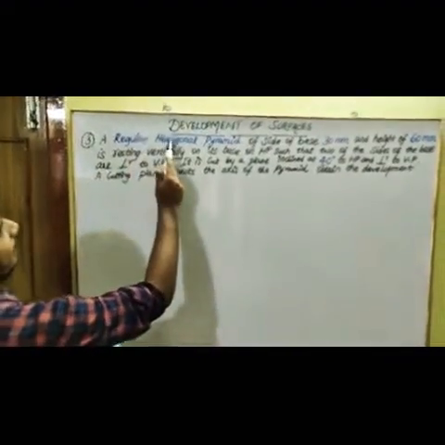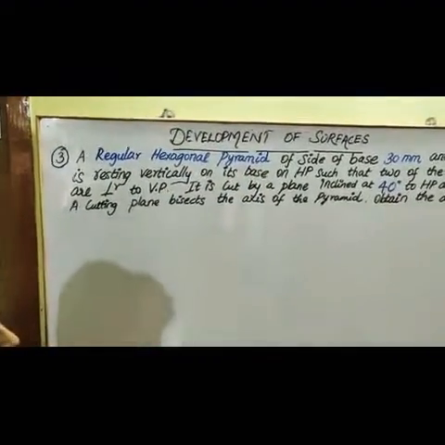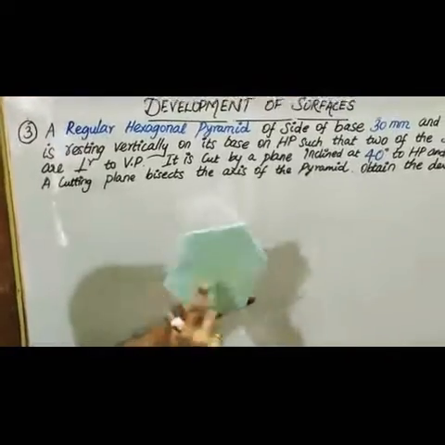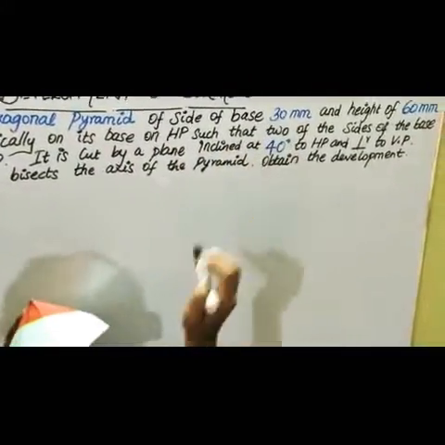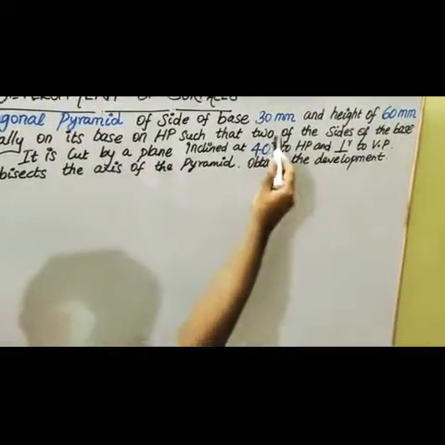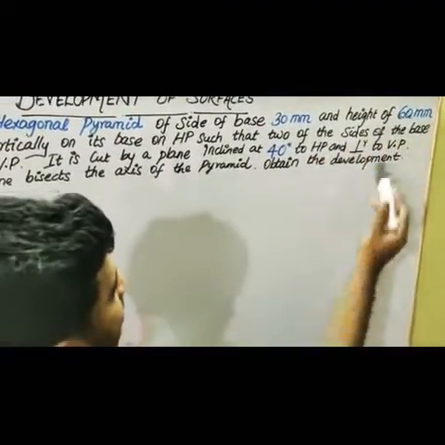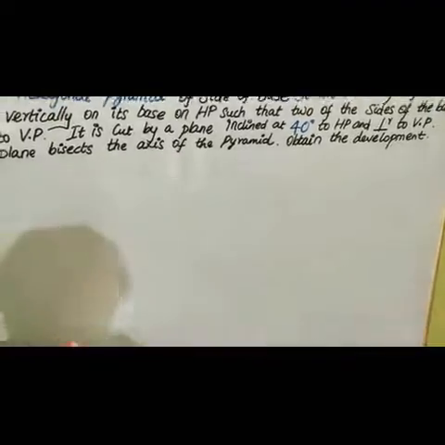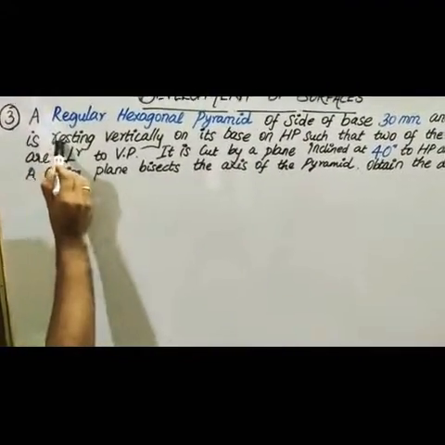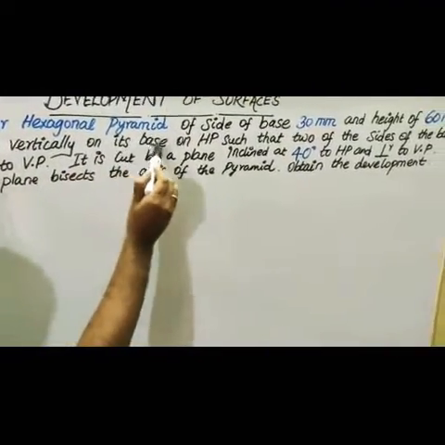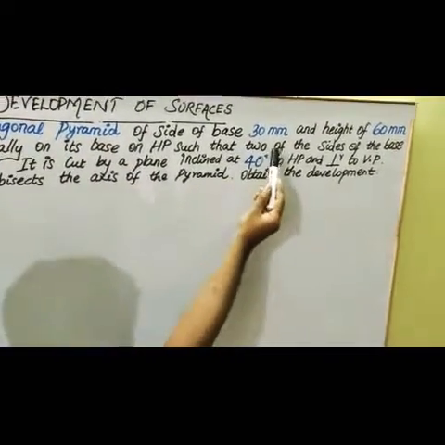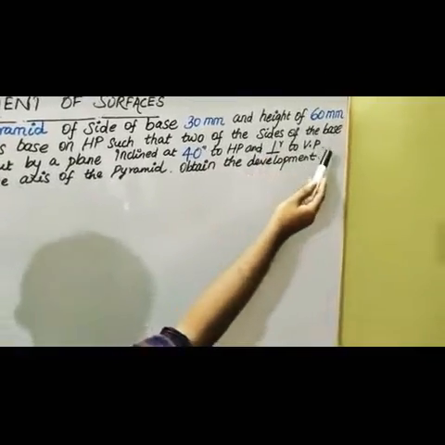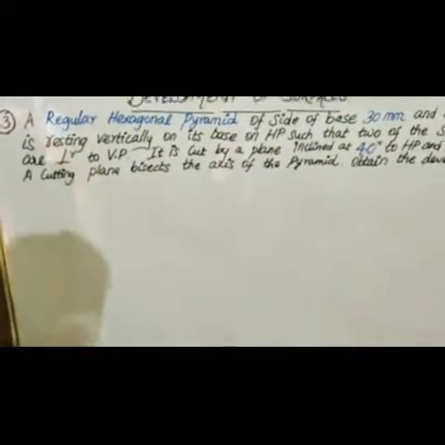A regular hexagonal pyramid. So the object is a hexagonal pyramid, of side of base 30 mm, so each side has a length of 30 mm, and height of 60 mm. So the total height of the pyramid is 60 mm, and it is resting vertically on its base on HP. It is placed on HP such that two of the sides of the base are perpendicular to VP. So we'll see what that is.